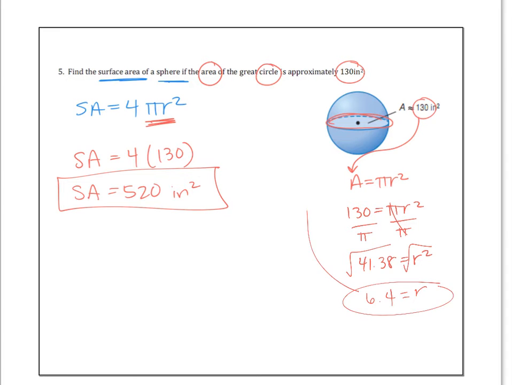And then you would have to take this and plug it in up here. And guess what you're going to get for an answer? You're still going to get about 520, depending on how you round the 6.4. Leave that number in your calculator without rounding and you'll have the best results.